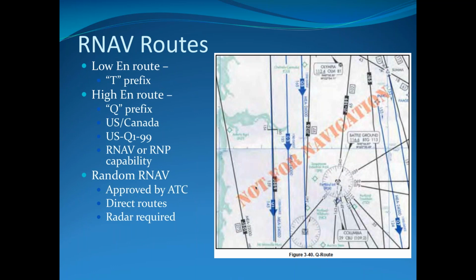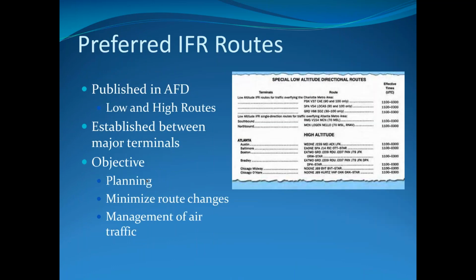And RNAV tends to provide more direct routes from location to location. And once again, RNAV, RNP. To operate with RNAV or RNP, you have to have radar. So yeah, that's kind of the gist of that RNAV section.